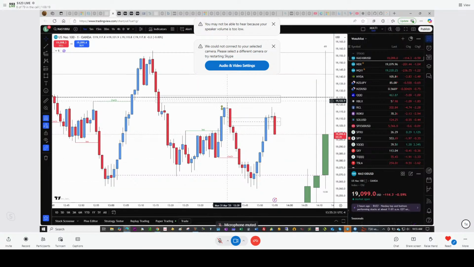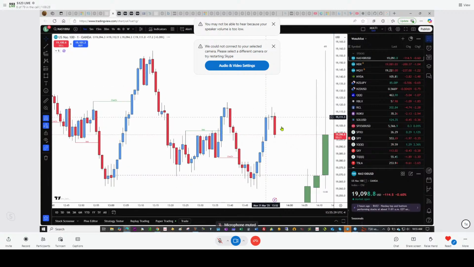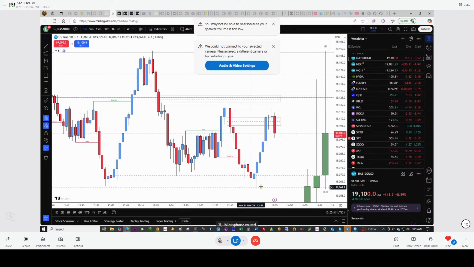All right, so NAS did not take out the high. Did S&P? Nope, neither took out the highs. All right, so it is possible for them now to come back down and take out these lows again, since we have not taken out these highs. So I like this trade from here because my structure said we drop and we chop.